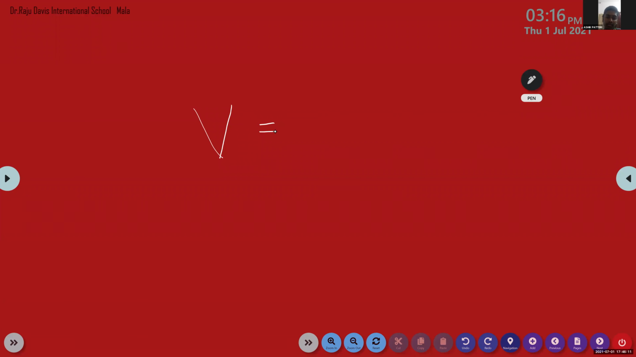It is the amount of work done. The work done is represented by the letter W. It is the amount of work done for moving the charge from one point to another point. Charge is represented by the letter Q.